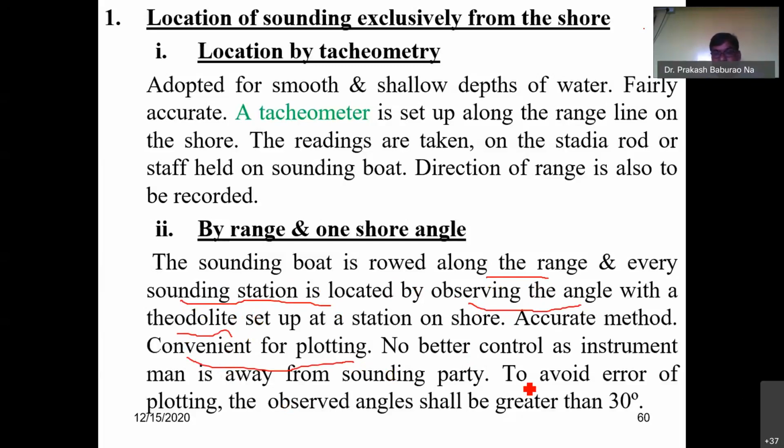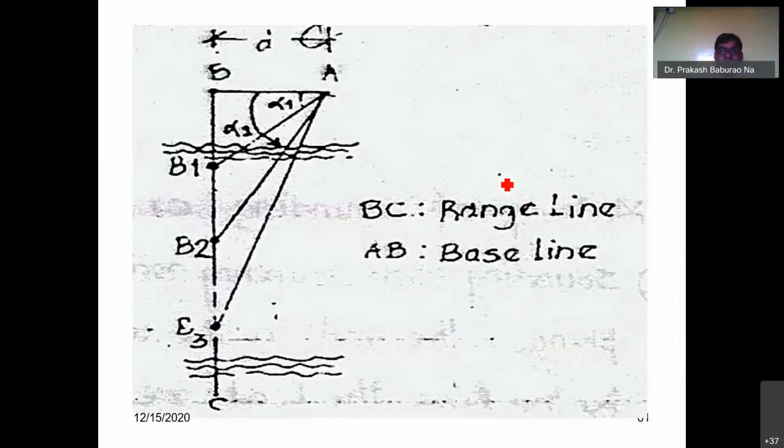To avoid the error of this plotting, the observed angle should be, that is a limitation you know, the effective angle, the most probable angle, that is 30 degrees. You learn this in geodetic surveying, but you also have to fix this.